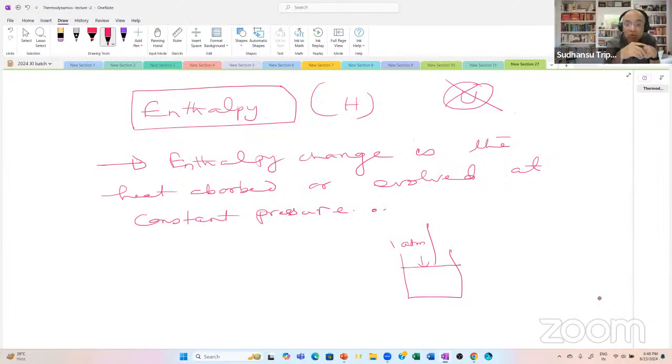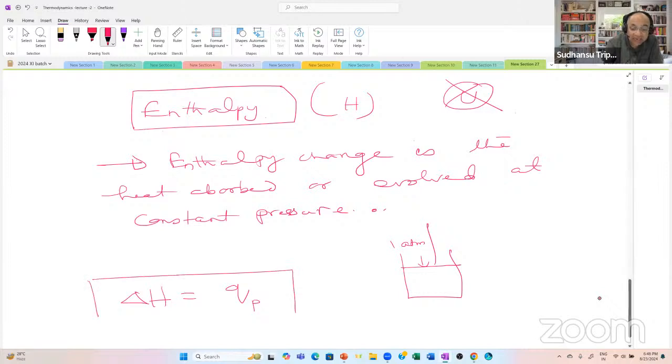So then they found, if that is the case, why not introduce another term, enthalpy, so that whatever heat is absorbed or evolved, we make it QP. P stands for constant pressure. That is equal to the change in another parameter called enthalpy.